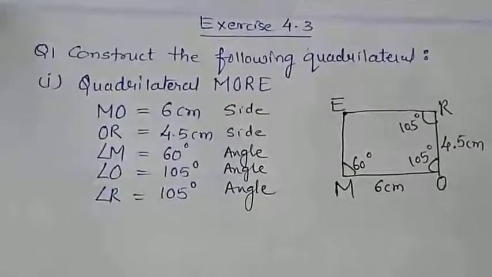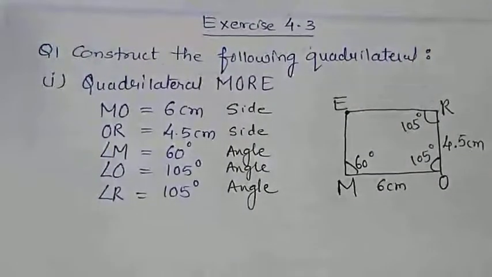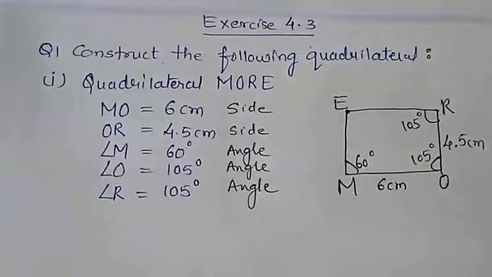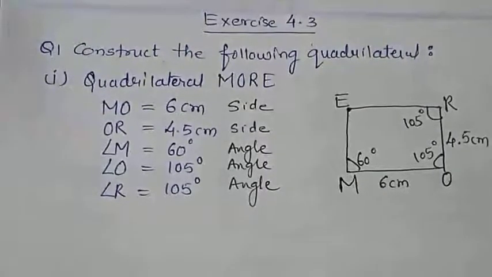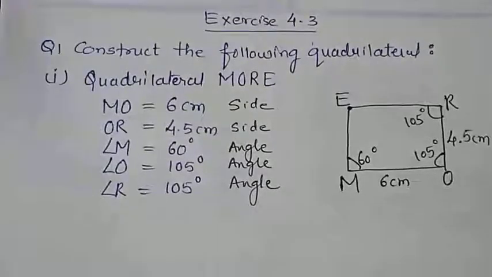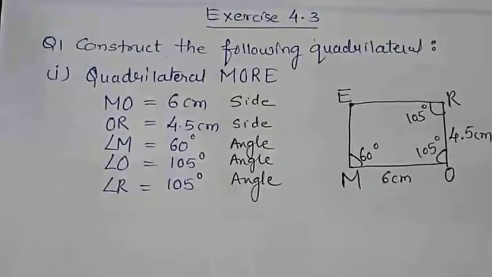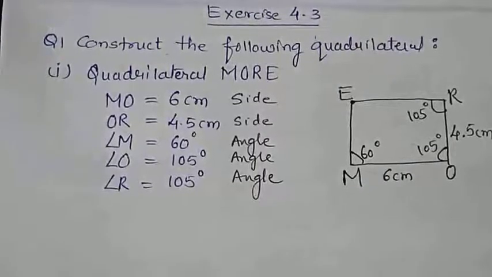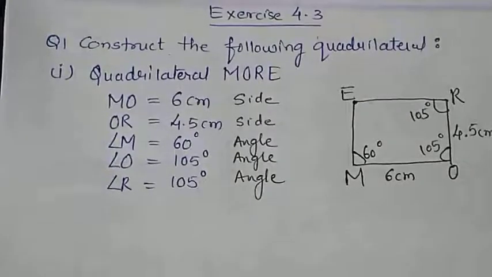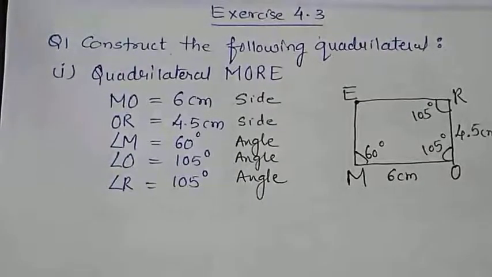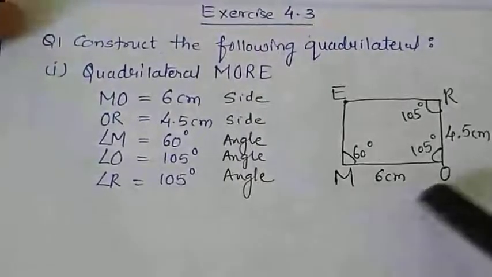So, friends, welcome back to our session, Standard 8 Mathematics, NCERT textbook, chapter number 4, Practical Geometry. In that exercise 4.3, question number 1, construct the following quadrilaterals. First one, quadrilateral MORE. We construct MORE.